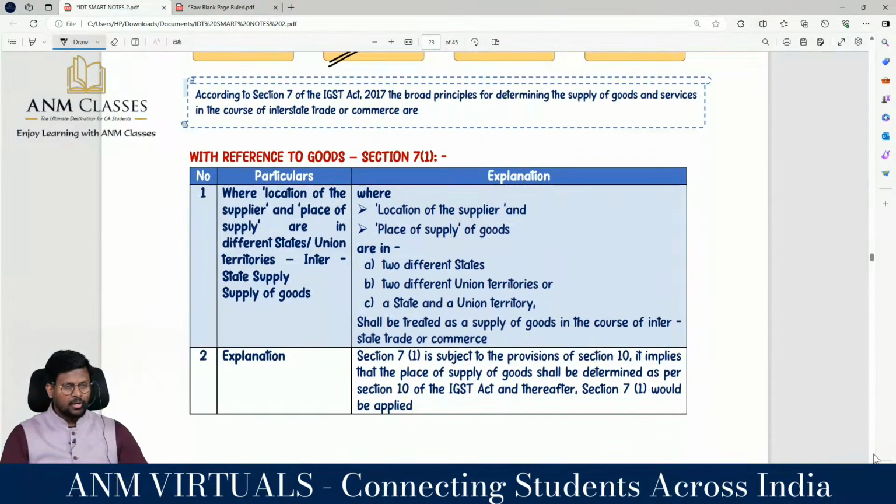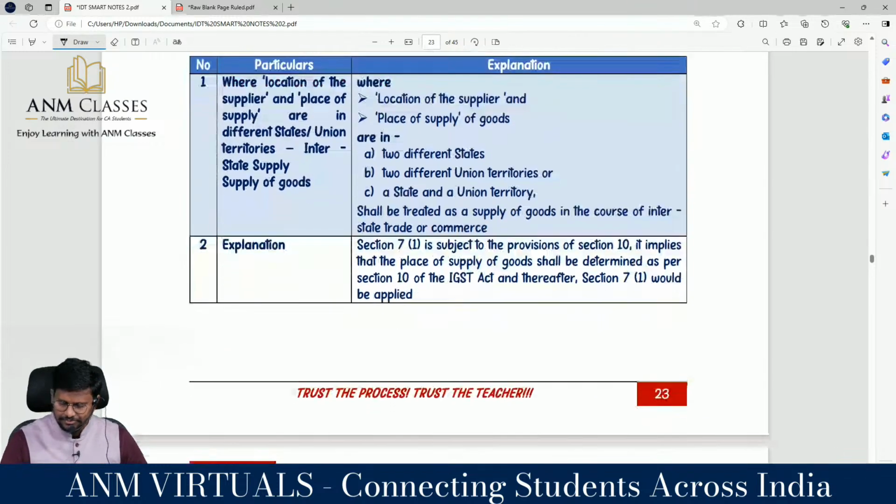According to section 7 of the IGST Act, the broad principles for determining the supply of goods and services in the course of interstate trade or commerce are explained. Section 7 subsection 1 is with reference to goods. Where the location of the supplier and the place of supply of goods are in 2 different states, or 2 different union territories, or 1 state and a union territory, it shall be treated as interstate supply.